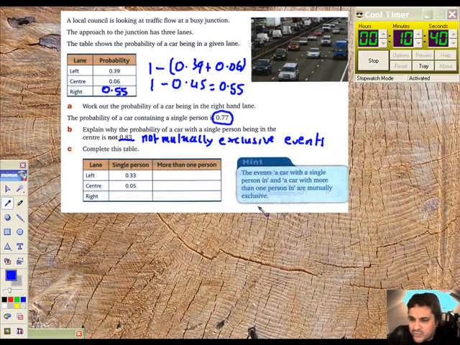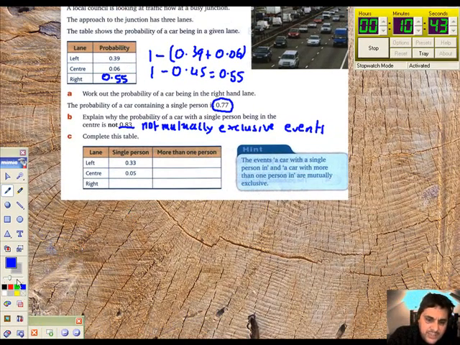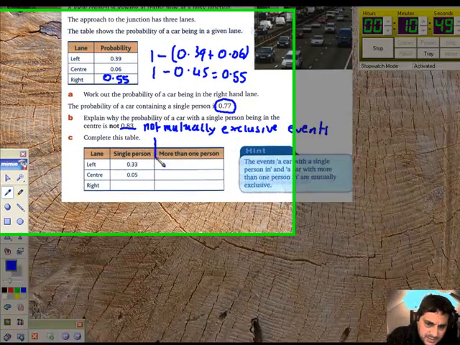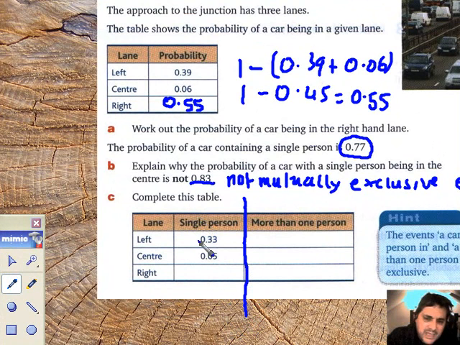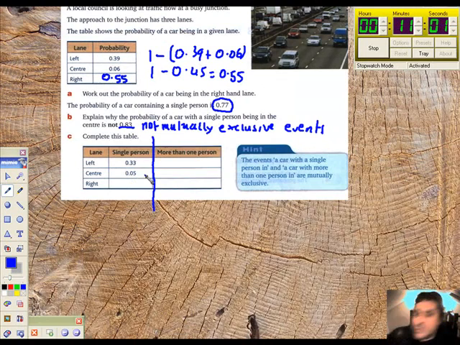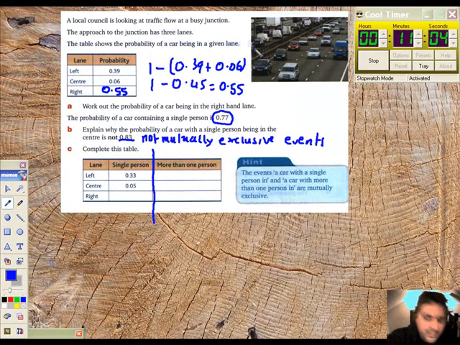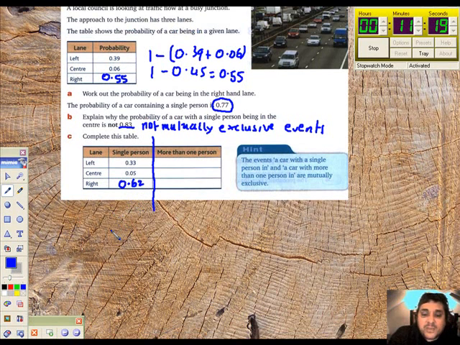Now we have a little hint there which you can read yourself. I'm just going to jump straight in to answering it. Okay, complete this table. Well, let's take it into two parts. This is a single person being in the left, centre or right lane. Well, irrespective of how many people we're talking about, these events, left, centre or right, are mutually exclusive. Therefore, to find the right hand lane, I just take my 1, take away the 0.33 and take away the 0.05. Alright, so the probability of being stuck in the outside lane is 0.62. All these should add up to 1 if you do the maths on that. This is correct. That's that side done.